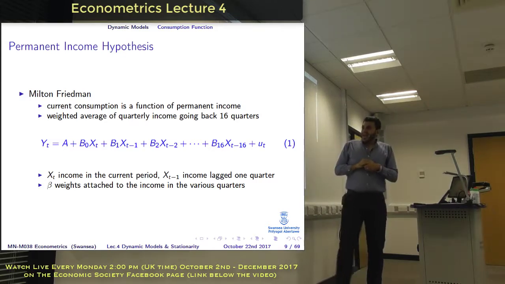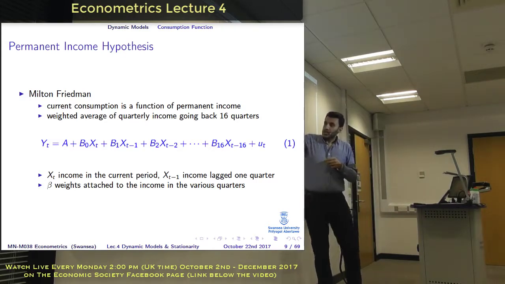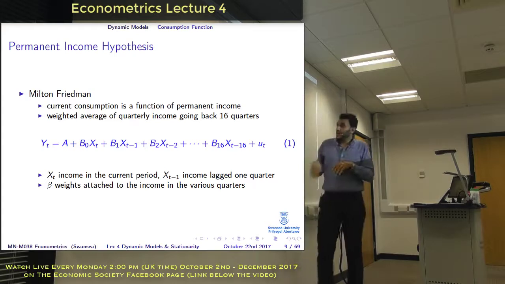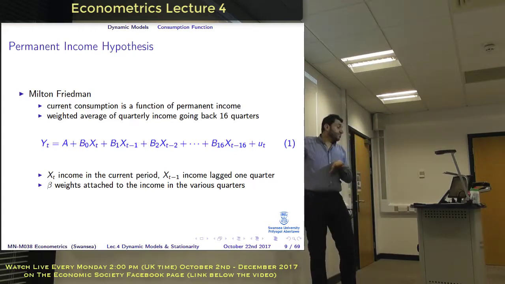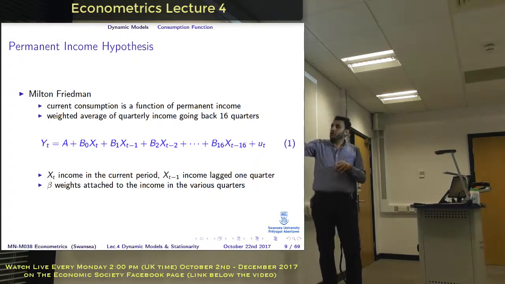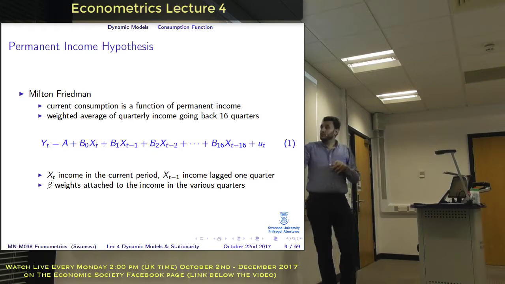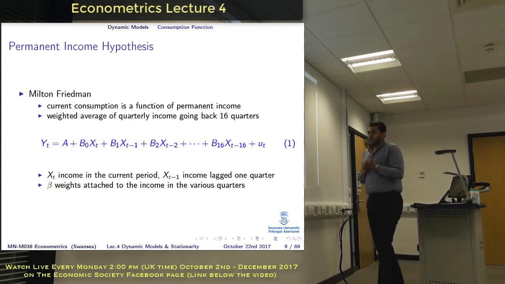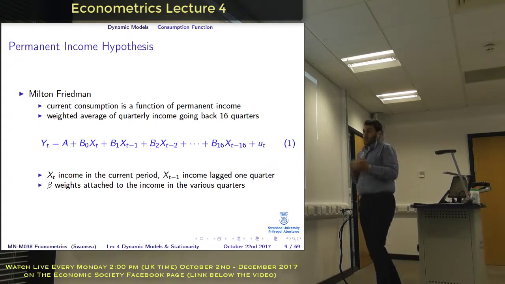So xt is the income in time t, the current income. yt is consumption in time t, and income in time t is not the only determinant of yt, the consumption in time t. Also, income in previous time periods has some impact on consumption in this year.